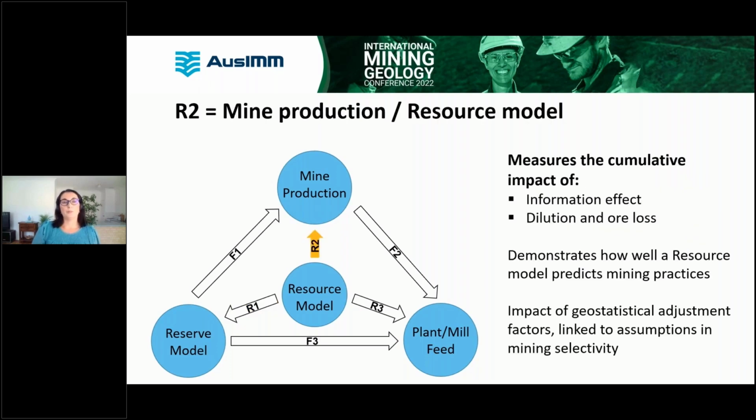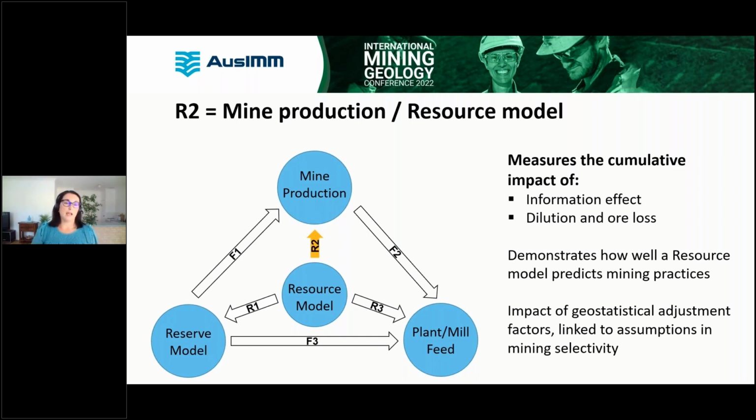The R2, the mine production to resource model. And here we're measuring the cumulative impact of the information effect. I'm talking about all that extra drilling we do between usually the resource model and by the time we're mining it. And also the dilution and ore loss. So, you know, it's not a perfect world. We do have to account for size of equipment and ore bodies going off interpretations. So that dilution and ore loss, both planned and actual.